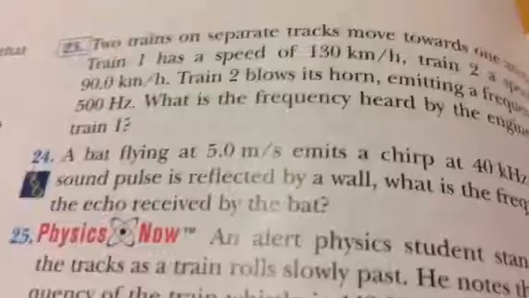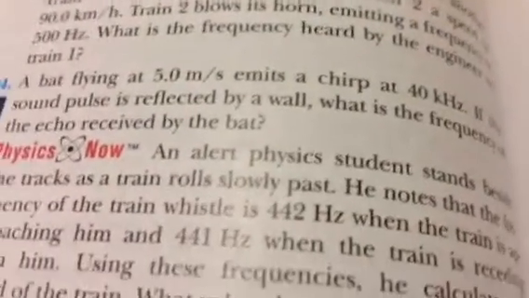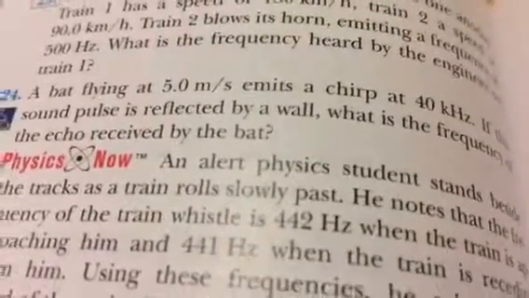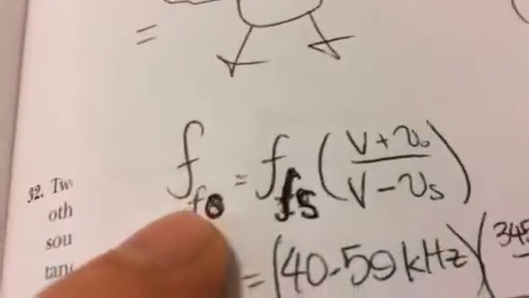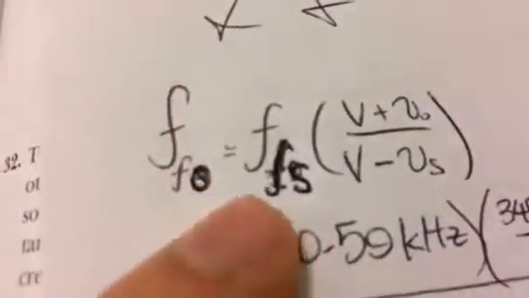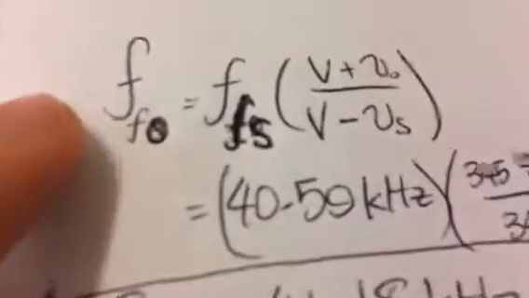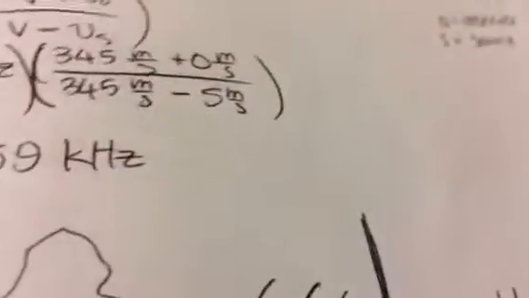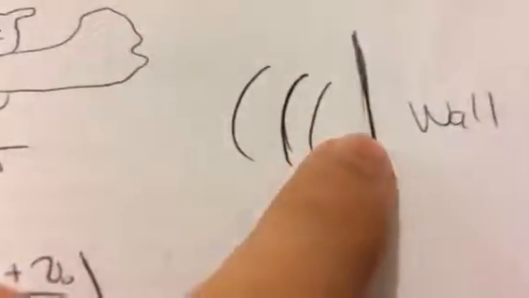But now we have to take into account, because the problem was asking for the frequency of the echo received by the bat, we have to take into account the reflection. So the frequency, these little f's here stand for final. The final frequency of the observer, now the observer is the bat. The bat is not emitting this any longer. He has emitted his echo, and now the wall has reflected it. So the wall is now emitting a source of sound to the bat. It's a reflection.